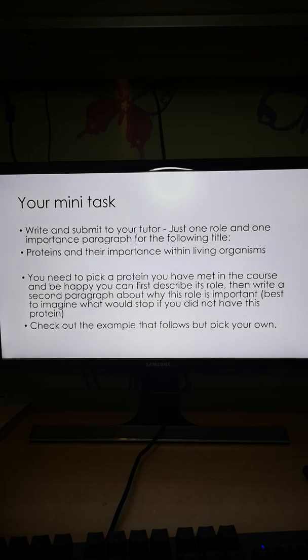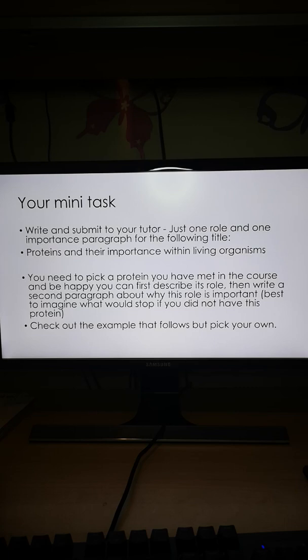So your mini task. Okay, your mini task is going to be about a protein. Okay, so you're going to write and submit to your biology tutor just one role and one importance paragraph for the title, proteins and their importance within living organisms.